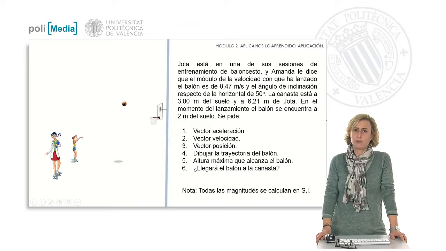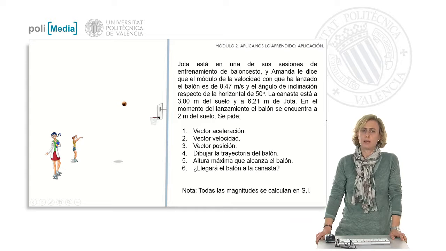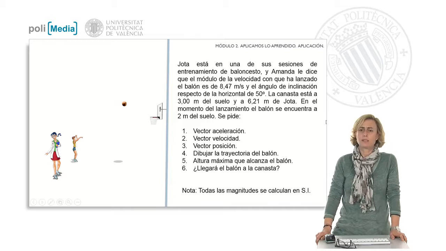We are asked for the acceleration vector, velocity vector, and position vector. We are asked to draw the trajectory of the ball. We are asked for the maximum height that the ball reaches, and we are asked if the ball will reach the basket. We are going to calculate all the quantities in the international system.